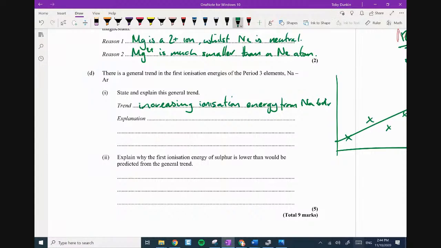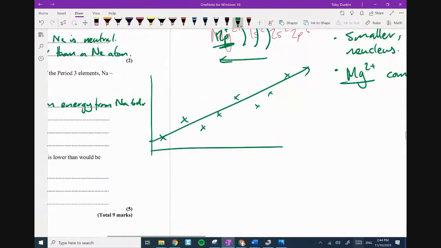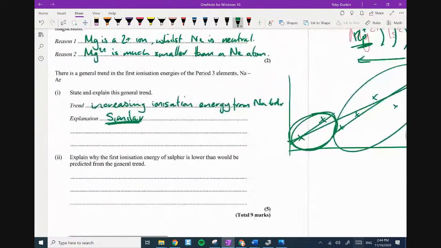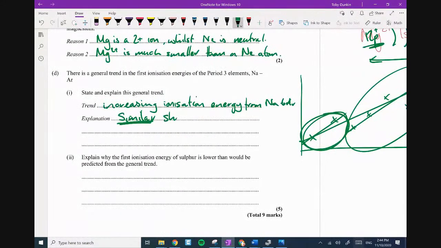Next, explanation. Why? Similar shielding. Now, you can't say same there. That's important. The reason being is it's not the same all the way through. This is S block. This is P block. These latter 6 have increased shielding. Not by much, but by a little bit. Yeah, similar shielding.